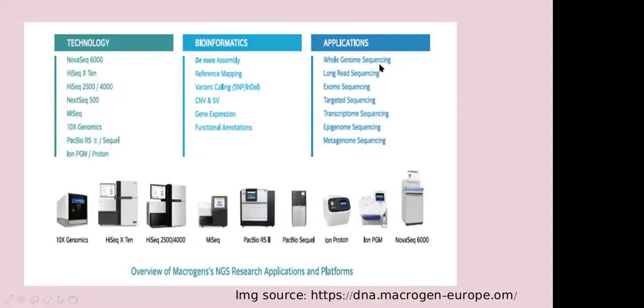And the applications we have are sequencing the entire genome, long read sequencing, exome, targeted sequencing, transcriptome sequencing, and epigenome sequencing to see the methylation. Metagenome sequencing is used when we have a lot of cultures together. When we do environment sampling, we do metagenome sequencing. So this is just an overview of NGS analysis and NGS platforms. I hope you are clear so far because these are much more theoretical things.